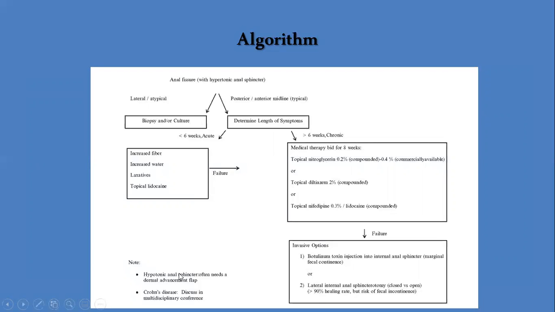And remember, if the patient has hypotonia of the anal sphincter, consider advancement flap. If the patient is diagnosed with Crohn's disease, it requires a multidisciplinary meeting, including gastroenterologists specialized in the management of IBD, and if we are giving systemic treatment like biological treatment to this patient, mostly 50% will not need any surgery for their fissure.